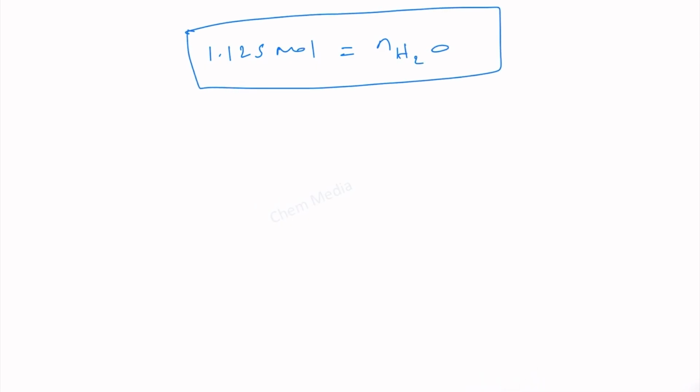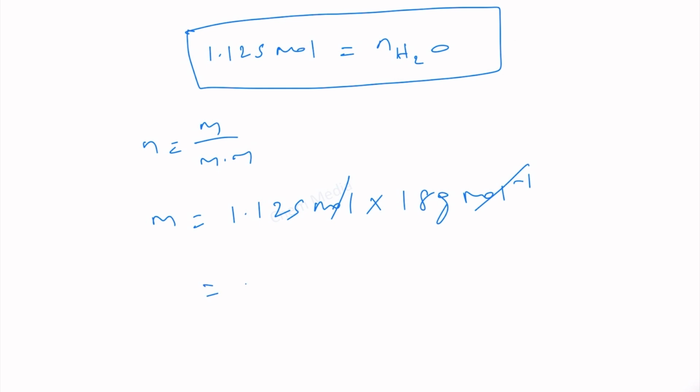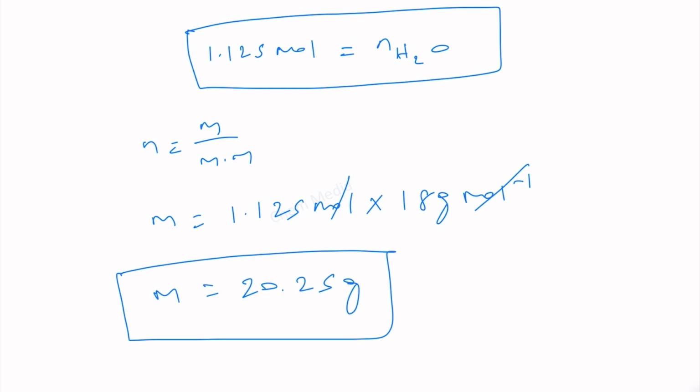This means 1.125 moles, that is the number of moles of H2O we have in option E. We know that number of moles is equal to mass divided by molar mass, and therefore we can easily find the mass once we know the number of moles. Therefore, this is 1.125 moles times molar mass of water, 18 gram per mole. Therefore, this is equal to 20.25 grams. That is the mass of water, and that is equal to 1.125 moles.